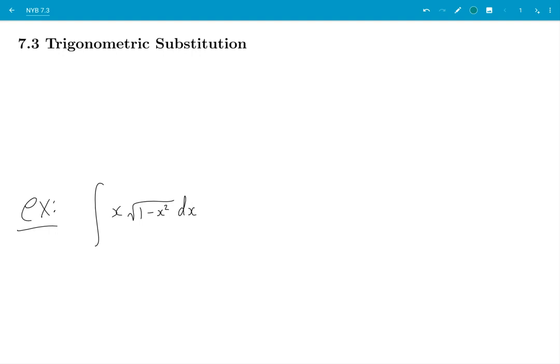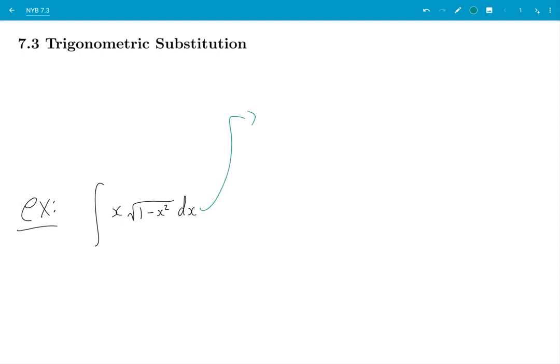Okay, sports fans, what's up next? So, in 7.2, trig was our problem. Trig was part of the problem that we were trying to solve. This time, trig will be part of the solution. Okay, let's talk more math.